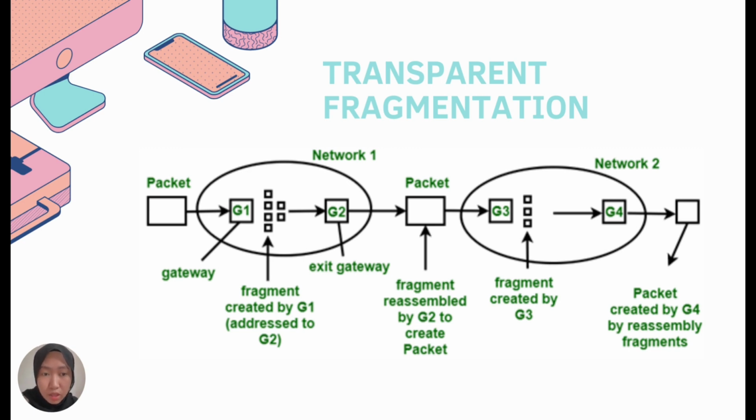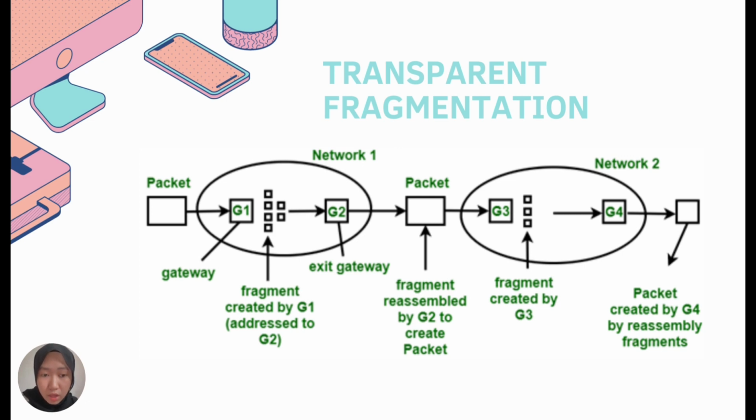The gateway G1, as we can see in the picture, will break a packet into smaller fragments. After that, each fragment is going to be addressed to some exit gateway. The exit gateway of a network recombines all the fragments.